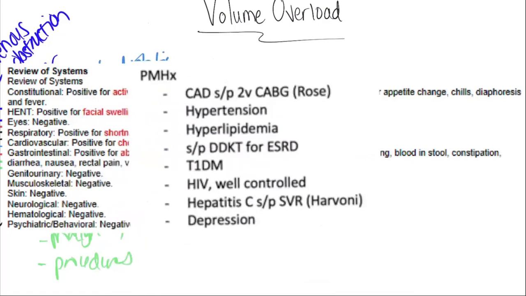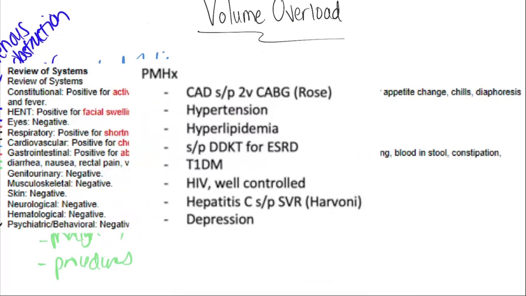He has a history of CAD. He's had a 2-vessel CABG that was done at Rose. He also has a history of hypertension and hyperlipidemia. He's had a renal transplant for ESRD secondary to hypertension and diabetes. He's a type 1 diabetic. He also has HIV that's well controlled, hepatitis C, which he's had treated with Harvoni, and a history of depression. So in looking at that list, do you have a clear slam dunk of what the cause is of his volume overload?